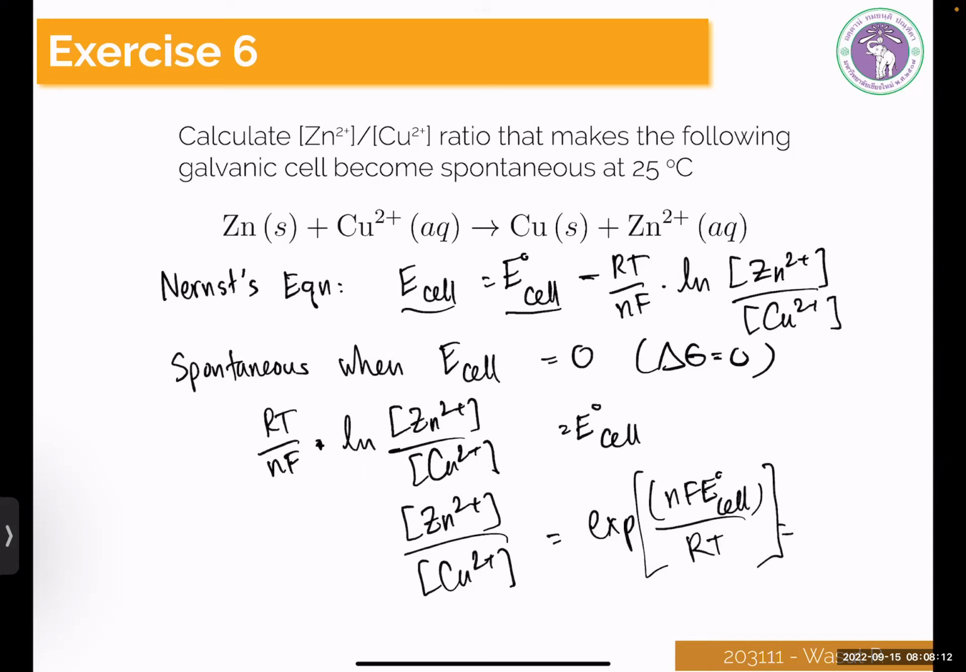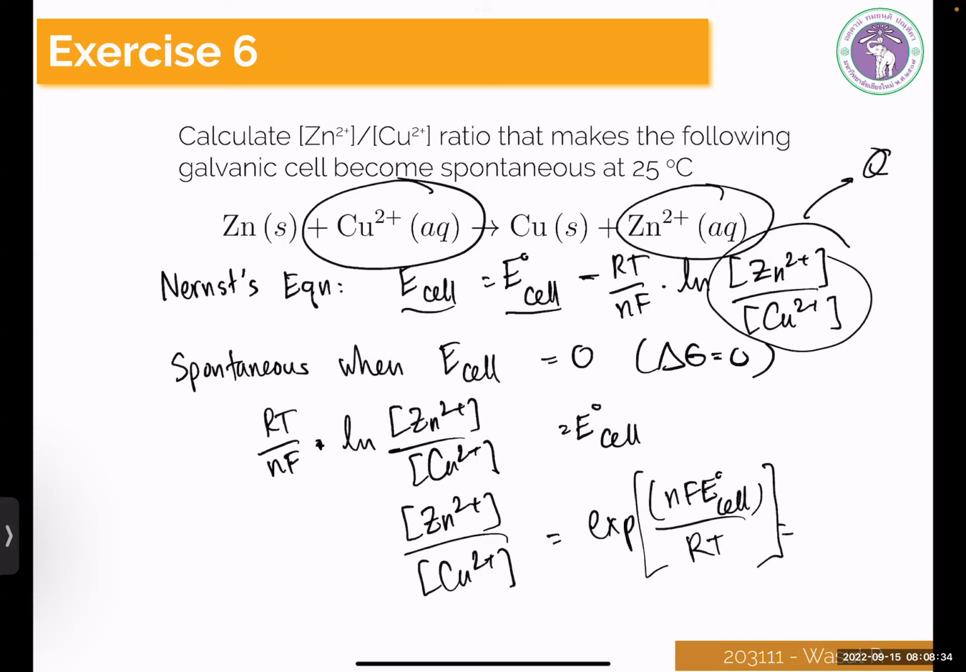Okay, so what's the reaction quotient? Well, looking at this equation, you only take the aqueous species, the zinc and the copper. So this is your reaction quotient right here. I don't care about the salts, just the aqueous phase. Okay, so I want to find this ratio when E cell equals 0.